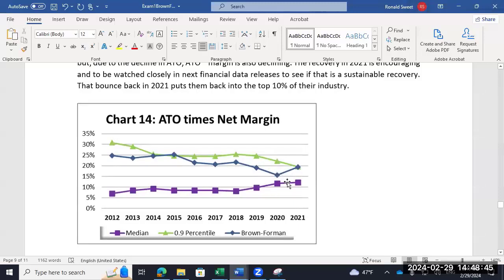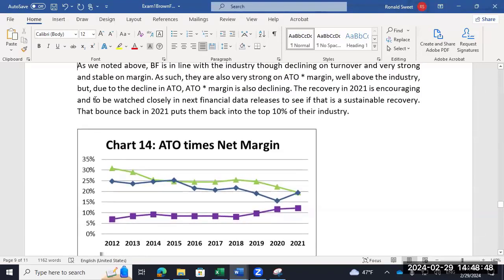I don't know. I didn't say anything about COVID. It's possible that's a COVID reaction. Watch closely in the next financial data releases. I like to say that a lot.